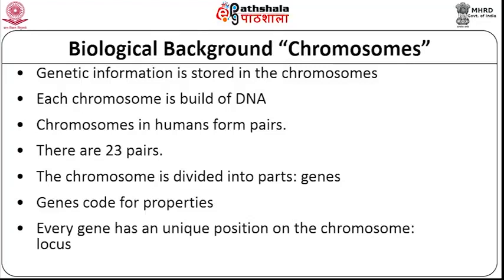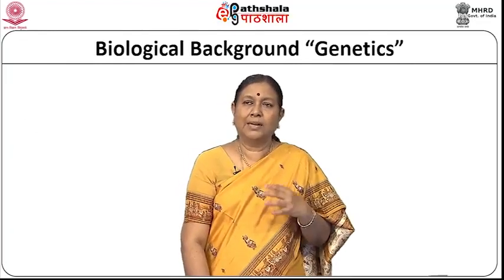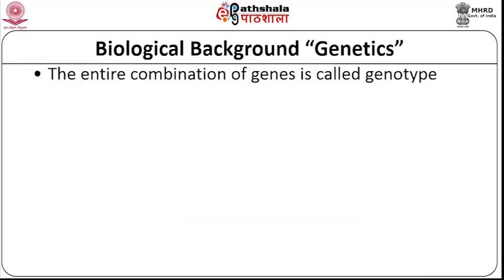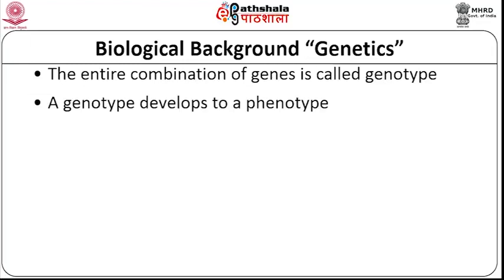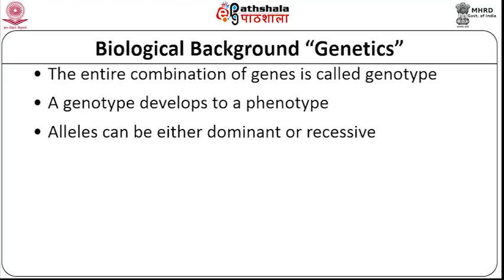Now, let us talk about the biological background of genetics. The entire combination of genes is called the genotype. So, all the genes put together is called the genotype. A genotype develops into a phenotype. Now, remember alleles form the phenotype. The phenotype is a trait, and an allele is a value of a trait. So, depending upon that value, the allele can be either dominant or recessive.